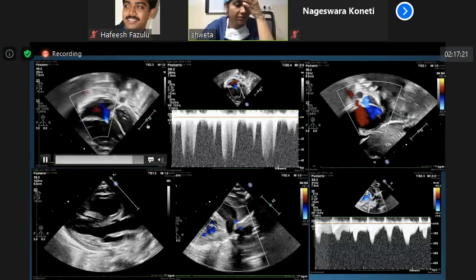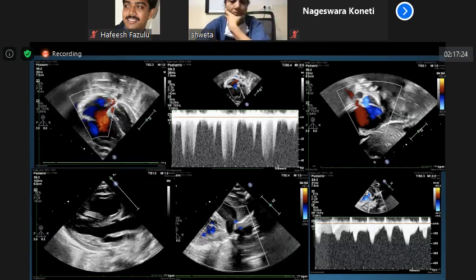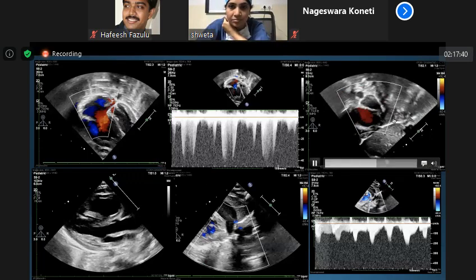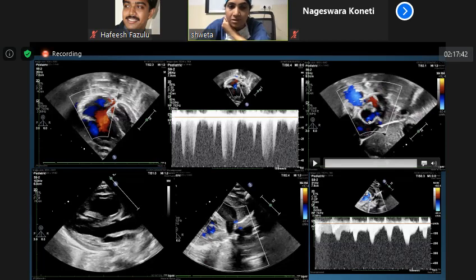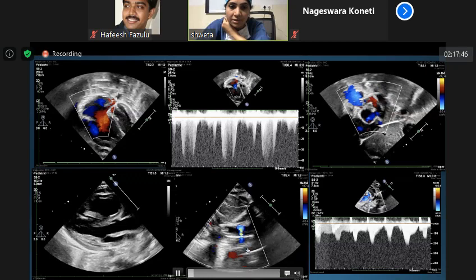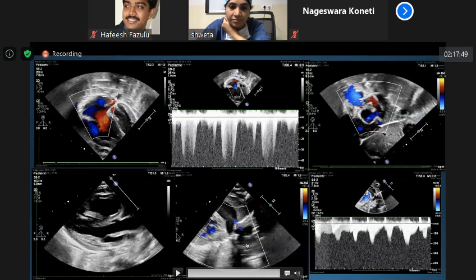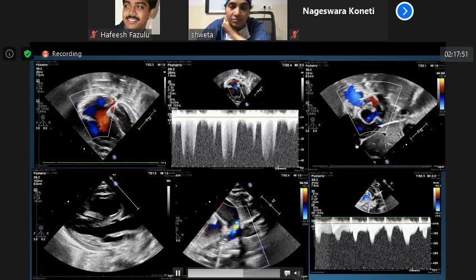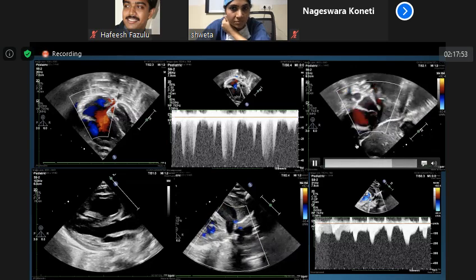Now read the echo. The first echo is an apical four-chamber view, ma'am, which is showing dilated right atrium and right ventricle, and there is a TR which we can see with severe RV dysfunction. Yes. And PH? Yes, ma'am. PH is there because TR gradient is around 4 meters per second. Yes, ma'am. And this is the foramen ovale. Yes, comment on that. Ma'am, this is a subcostal short axis view, which is showing there is right to left shunt, ma'am, across the foramen ovale.